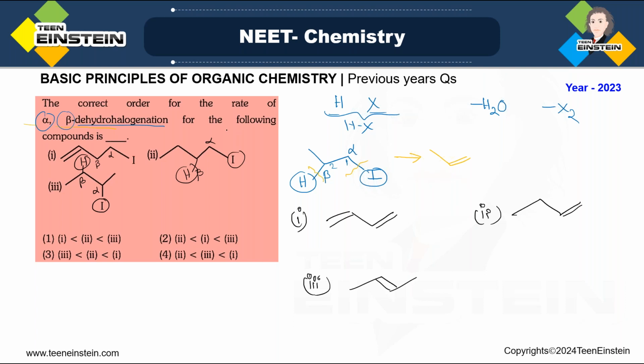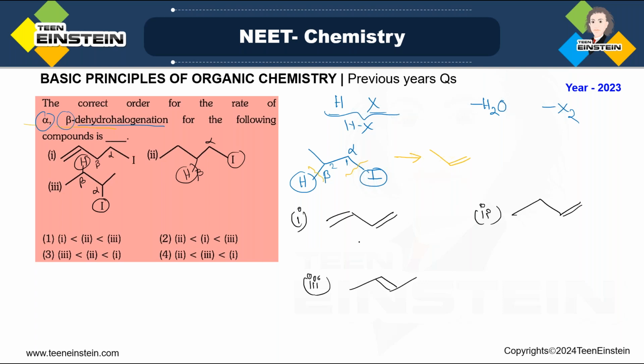Now the correct order of rate of this process, the rate of dehydrohalogenation. Rate will be high when the species that you are getting after removal of HI is very stable. Then only the process can occur very fast. So basically what you have to do is find the stability order of these 3 products that you are getting from 1, 2 and 3.